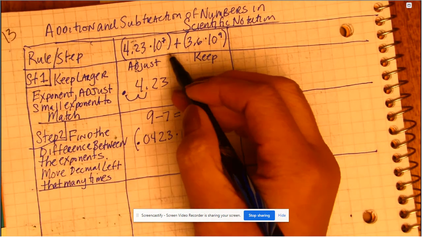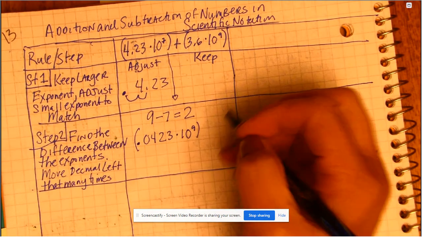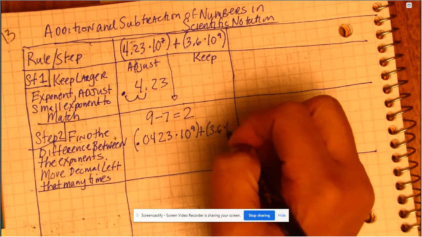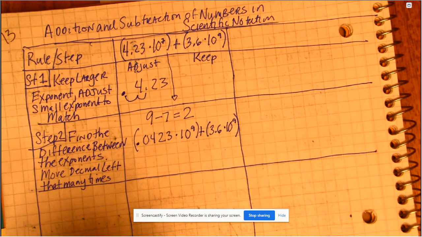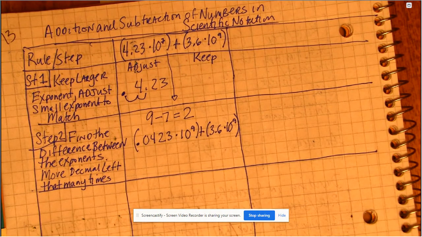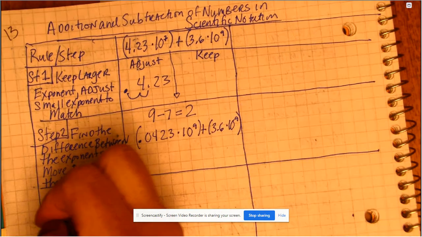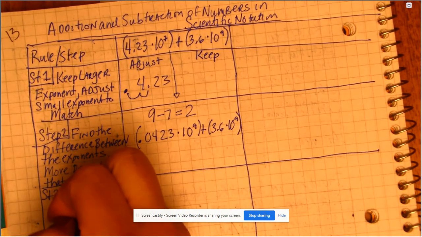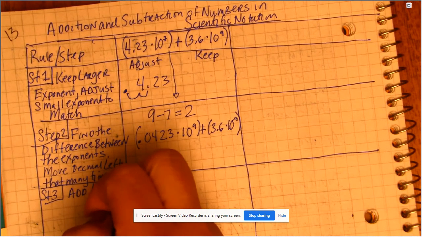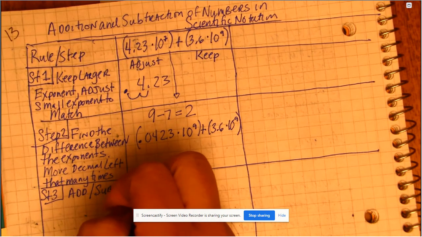Because that's what we're doing. We're changing that exponent, plus 3.6 times 10 to the 9th. So now we found that common exponent, similar, parallel to finding the common denominator in fractions. We're going to do step 3, which is just add or subtract, right? Depending on what they're telling you to do.